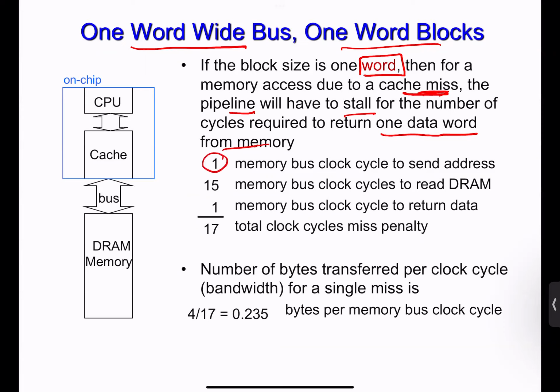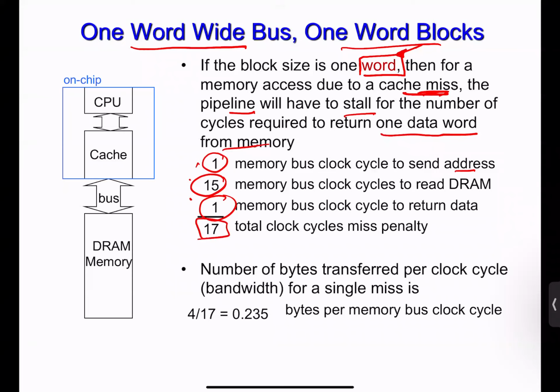First, I will have 1 memory bus clock cycle to send the address. Then, since it is only 1 word, and for this 1 word I have to specify the row and the column, I have to pay 15 bus clock cycles to read the DRAM. And at the end, I have to pay 1 memory bus clock cycle to return the data. If you add 1 plus 15 plus 1, it gives you 17.